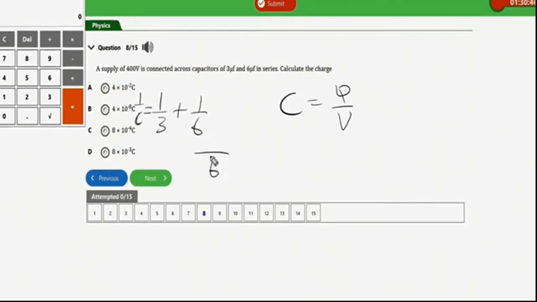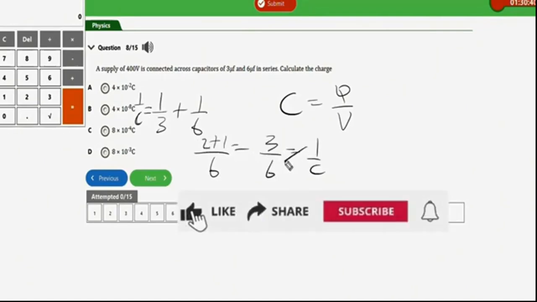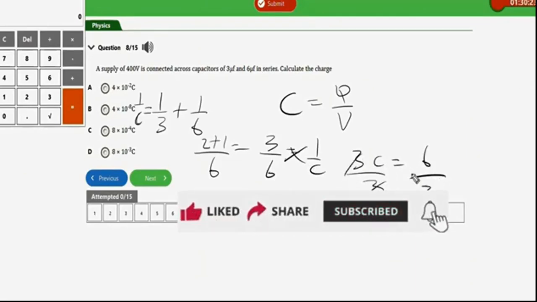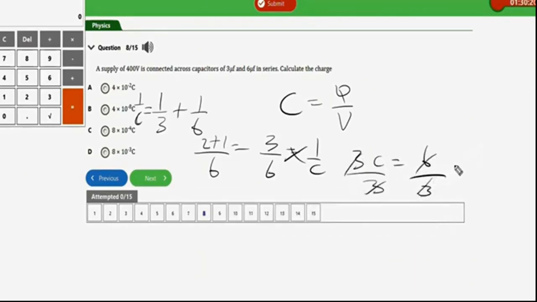this. LCM is 6, so we have 2 plus 1, which gives us 3 over 6 equals 1 over C. Cross multiply, you have 3C equals 6, divide both sides by 3. So effective capacitance is 2 microfarad. So when you plug the values in this formula, remember we're looking for the charge, which is this parameter here. So it's going to be 2 microfarad times, let's convert the microfarad to farad. It will be 2 times 10 to the power negative 6 equals our charge over the voltage.